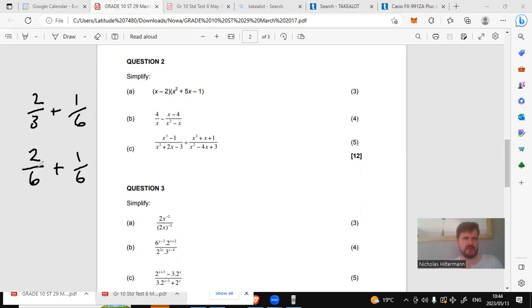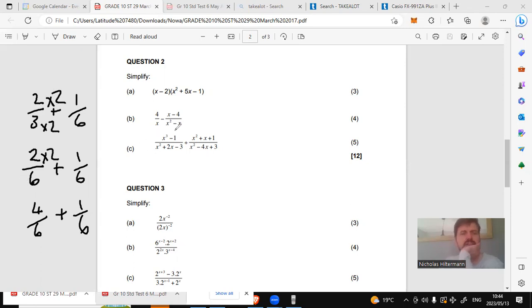But for 2/3, we need to times the 2 by whatever we times the 3 to get 6. So it was a 2, right? 2 times 2, so it ends up being 4/6. That's plus 1/6, right? To get 2/3 to 6, I have to times by 2, and that means I have to times the top by 2 as well.